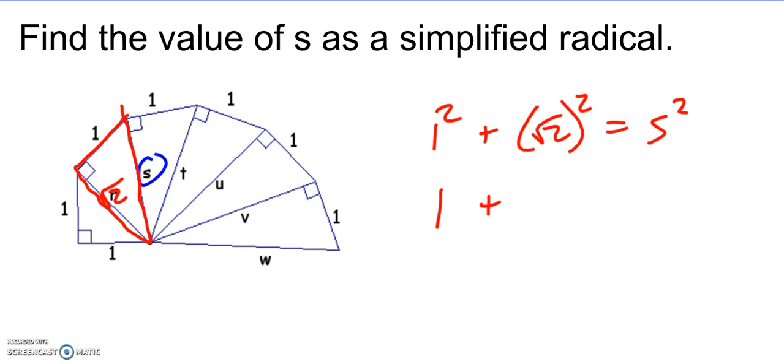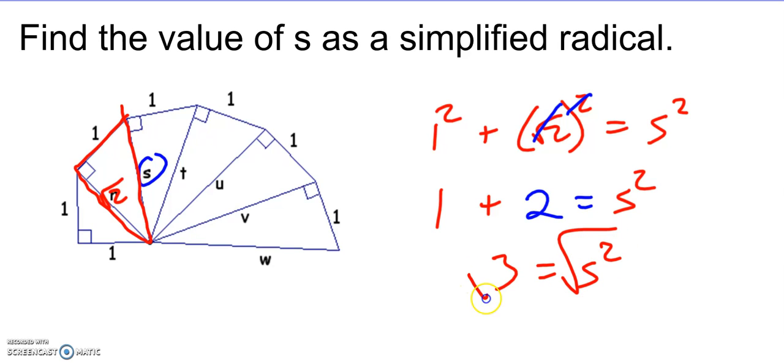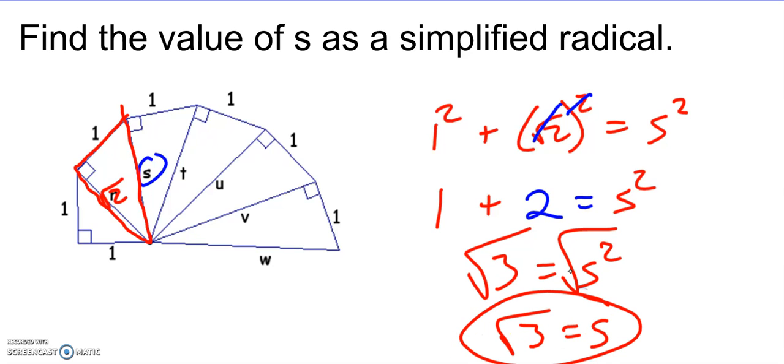The square root and the square will cancel, just like it did on the last example. So we'll have 2. And that's going to equal s squared. And then we add 3 equals s squared. Take our square roots, and we get the value of s as radical 3, and we cannot simplify that any further. So that is how we can utilize the Pythagorean theorem more than once.